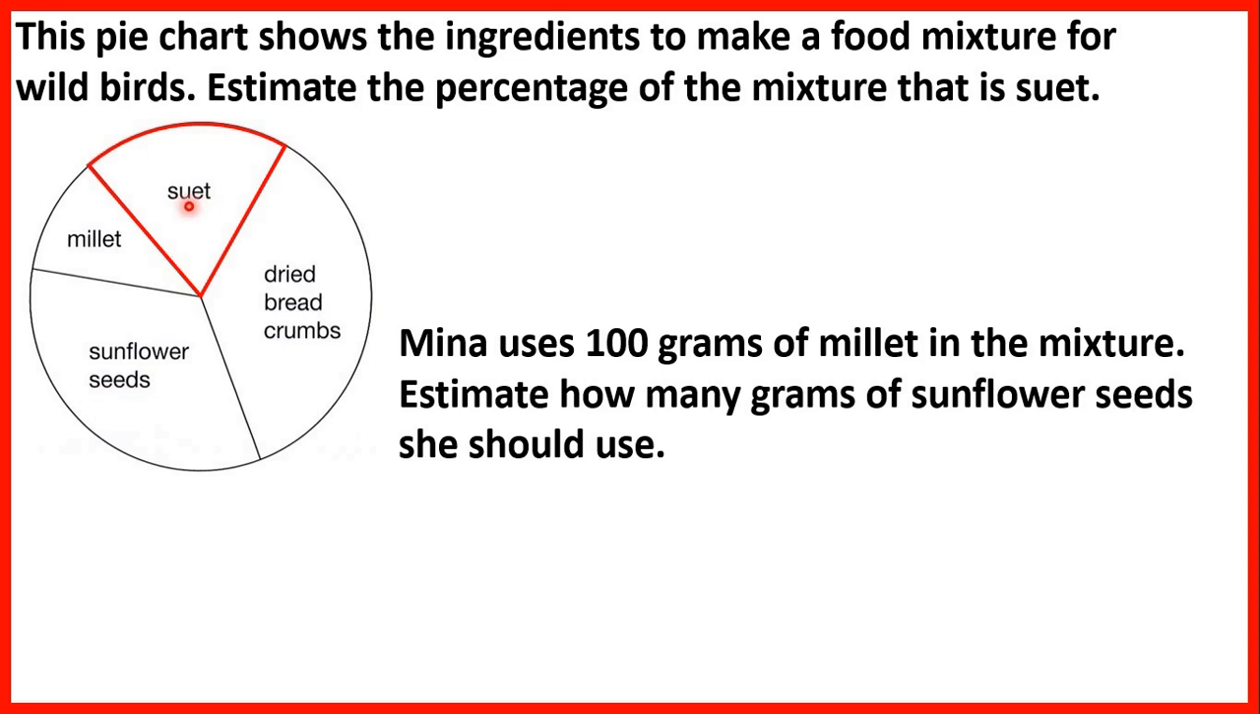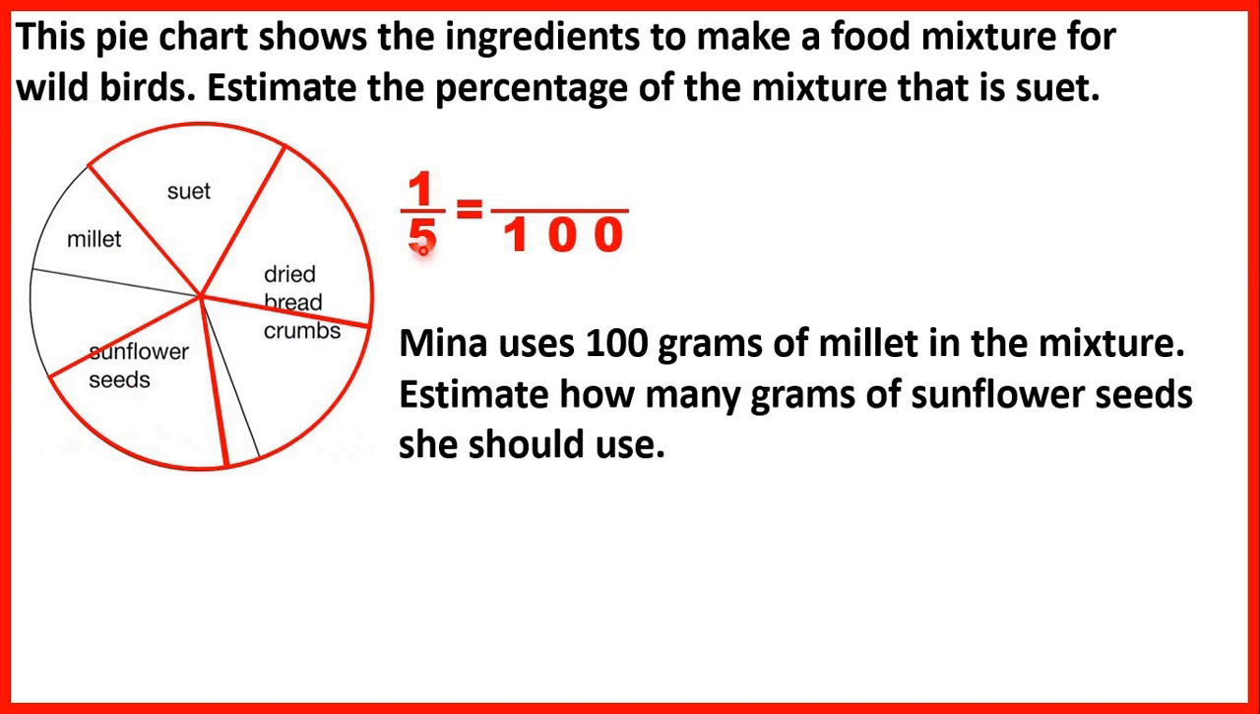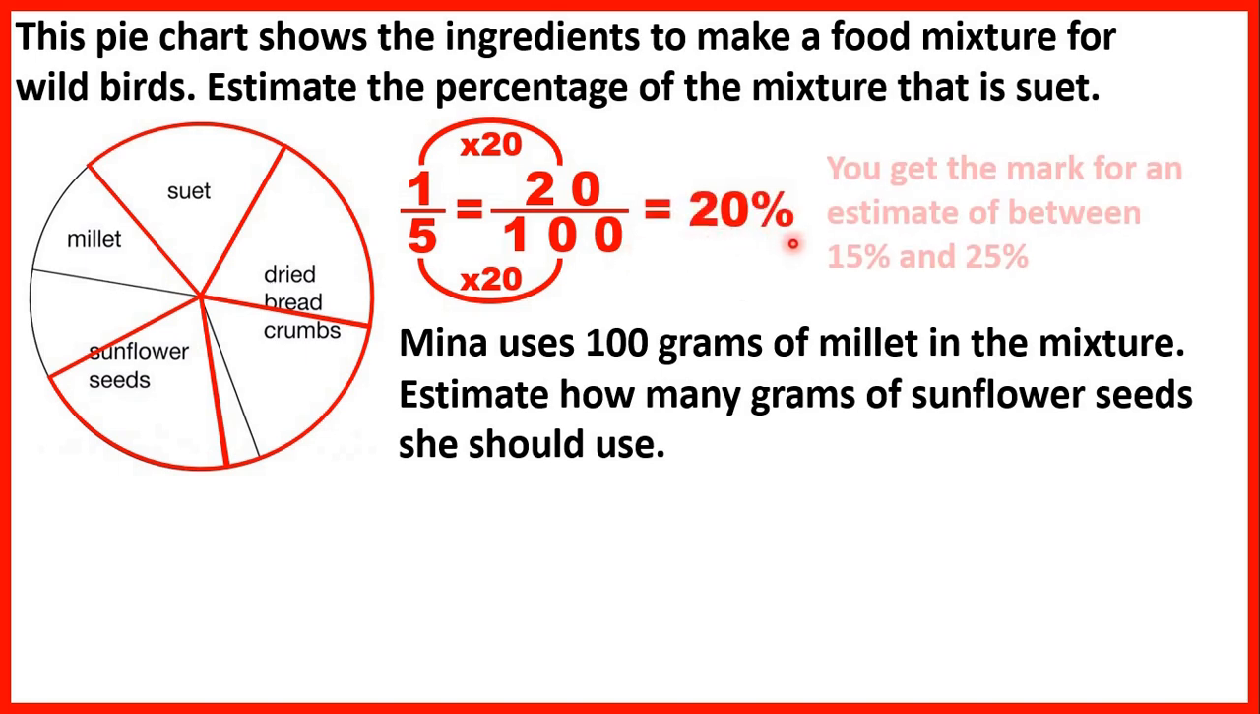So we have suet here, and if we copy something that's the same size, we can do that 1, 2, 3, 4, 5 times. So I would estimate that 1/5 of the mixture is suet. We can change 1/5 to a percentage by finding an equivalent fraction with a denominator of 100. 5 times 20 is 100, 1 times 20 is 20, so because 1/5 is the same as 20 hundredths, that's 20%. You get the mark for an estimate of between 15 and 25%.